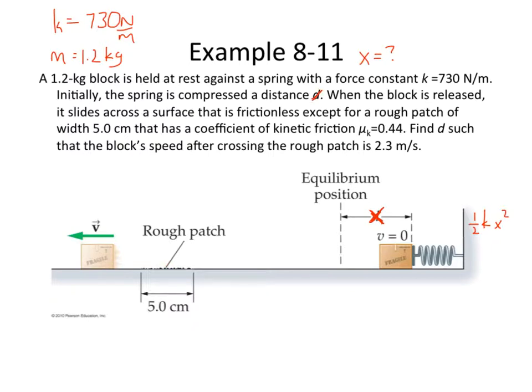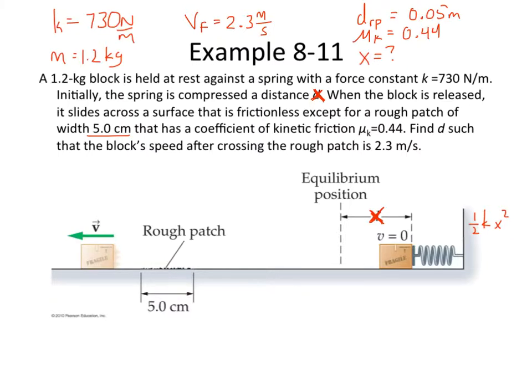All right. So our distance that the spring is compressed is X, but our rough patch, the distance of our rough patch, just as a reminder, is 5 centimeters, which is 0.05 meters. Okay? Lastly, we have a coefficient of kinetic friction of the rough patch, and that's 0.44, and there are no units for that. Did we miss anything? Oh, final velocity. The final velocity of the block after crossing the patch is 2.3 meters per second.